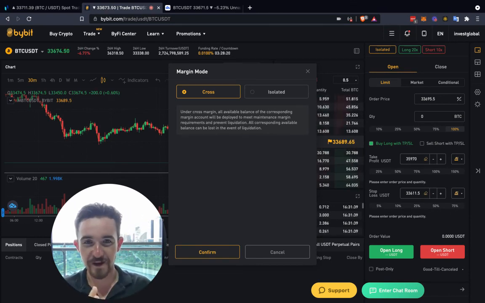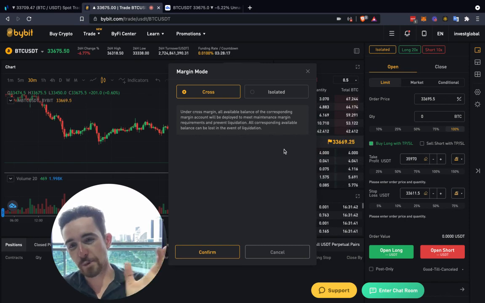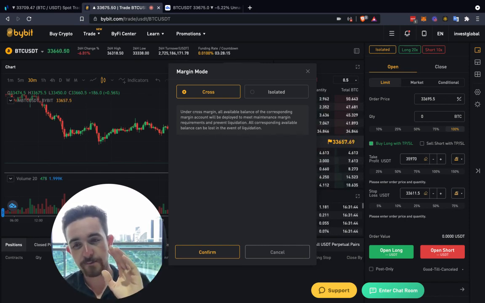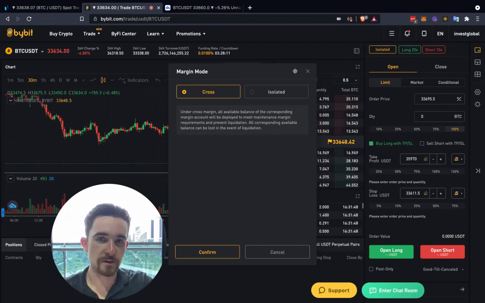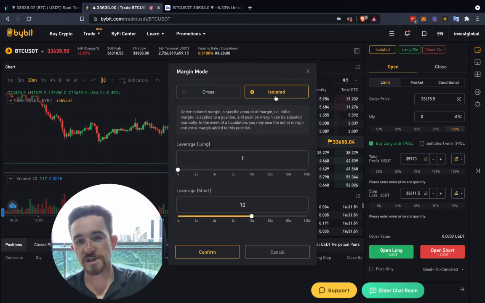So I know it's a lot of information, but again, just to recap, cross is basically pulling from it. So I do not recommend cross. There is a time and a place for it if you're a bit more advanced. Isolated is a bit better. They also require a bit different trading strategies, in my opinion. Basically, you set it up here like that.